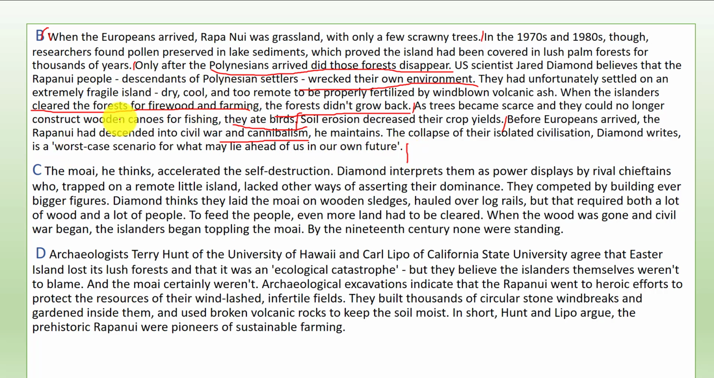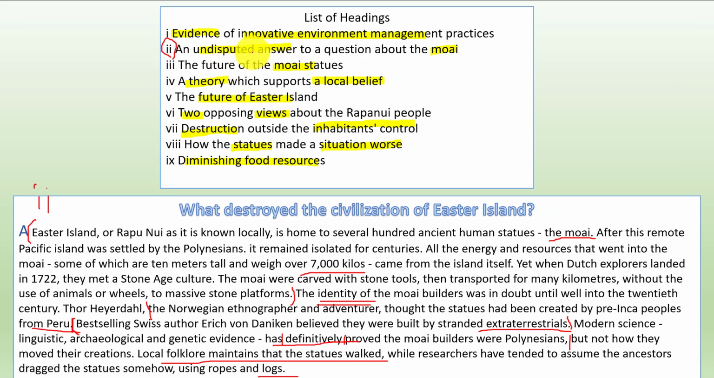Now, there are some important facts in this paragraph. The first one is they cleared the forest. Also, forest didn't grow back. They ate birds. Soil erosion decreased their crop yields, and also they descended into civil war and cannibalism. Cannibalism means to eat humans, okay? Now, let's go back to our headings.